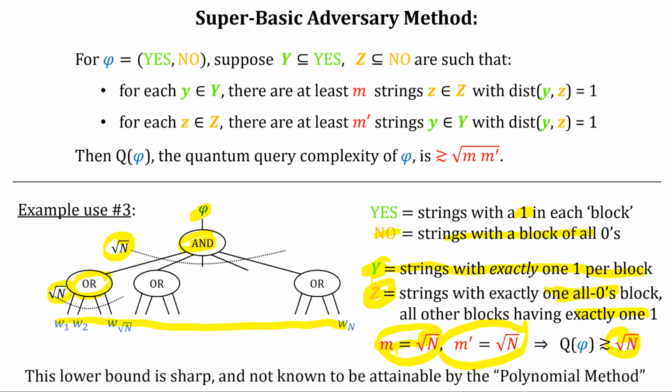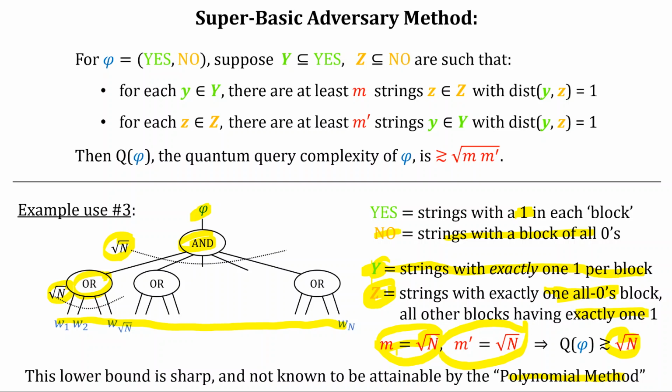You might ask if that's good or not. It's good. It was known previously that with some careful use of Grover's search, you can actually solve this quantum query problem with proportional to root n queries. And so Ambainis used his adversary method to show that that is sharp. And in particular, this is a lower bound that can't seemingly easily be attained by the polynomial method, this other method that people use to prove quantum query lower bounds. So it's an example showing the strength of the adversary method.